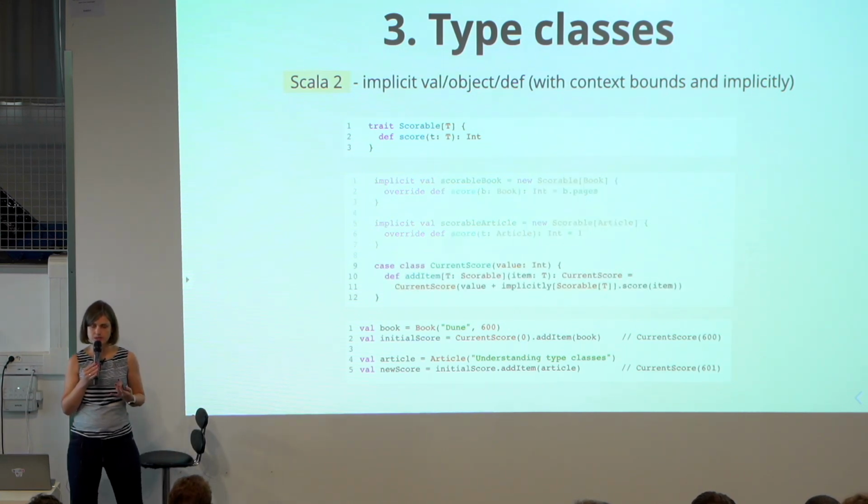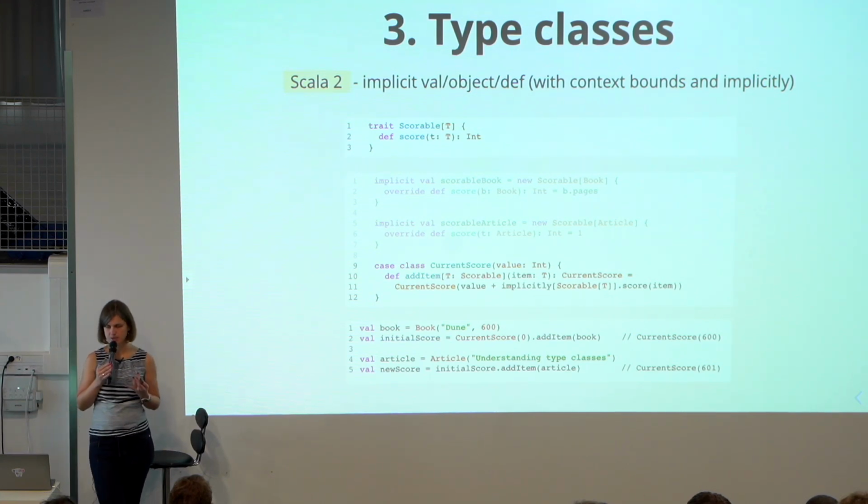And the way we could use it is here in this case class CurrentScore, where the addItem method is parameterized by T: Scorable. It's called context bounds, and it means that this is a method working on an item, on any item, any type which has the scorable behavior. And the way we use it, if we are adding an item, we are taking the current value of the score, and with this implicitly[Scorable], we are telling the compiler to fetch the right implementation of the behavior according to the type that we were called with.